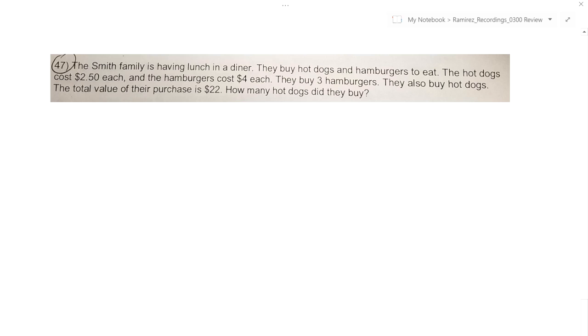47. The Smith family is having lunch in a diner. They buy hot dogs and hamburgers to eat. The hot dogs cost $2.50 each, and the hamburgers cost $4 each. They buy 3 hamburgers. They also buy hot dogs. The total value of their purchase is $22. Here they want to know how many hot dogs did they buy. So let's write what was given.